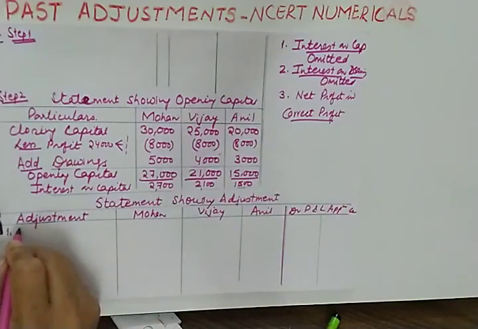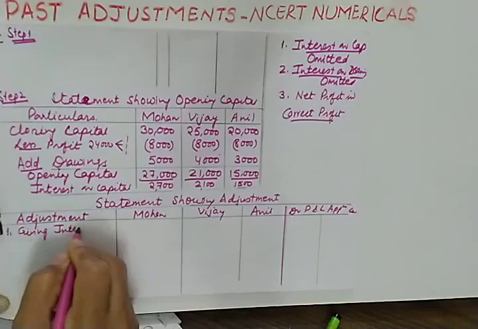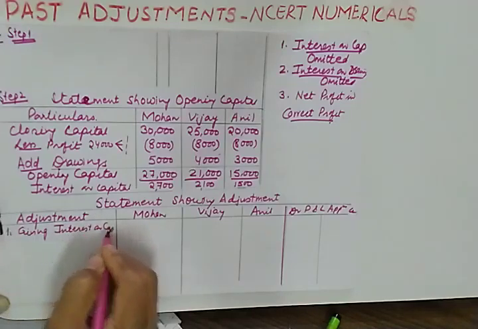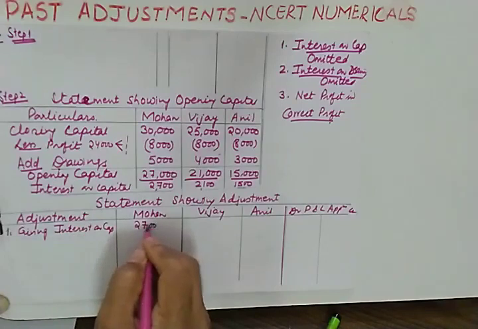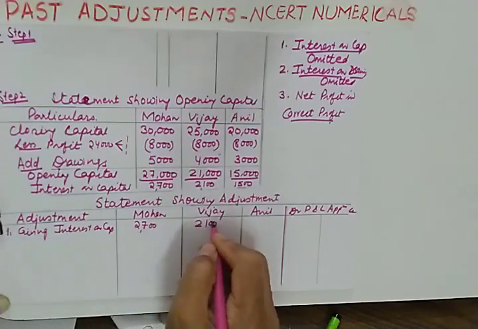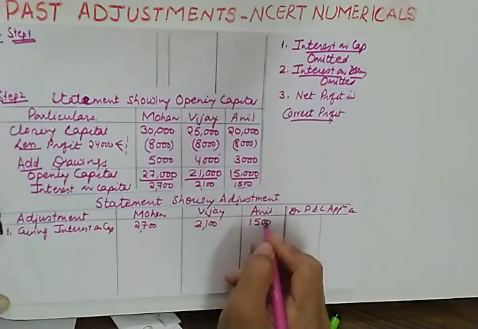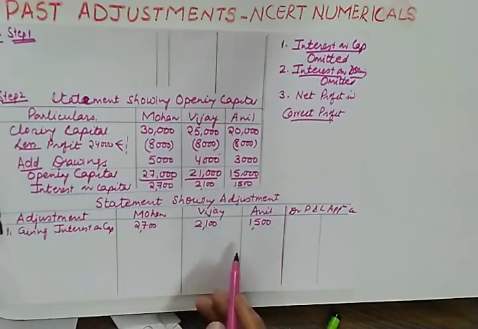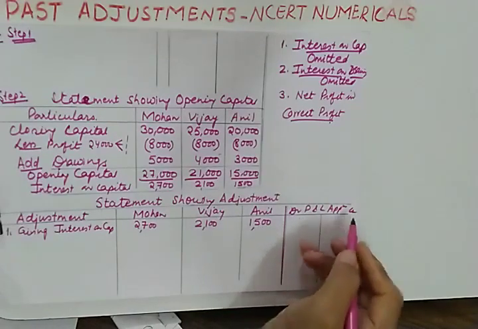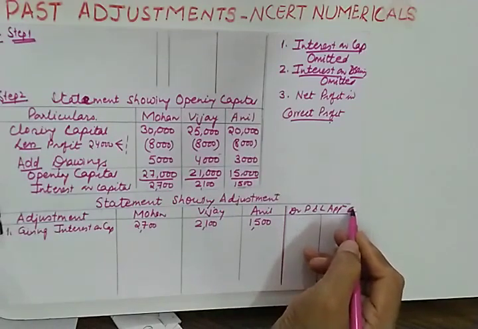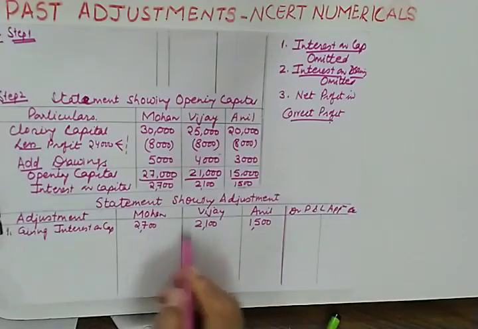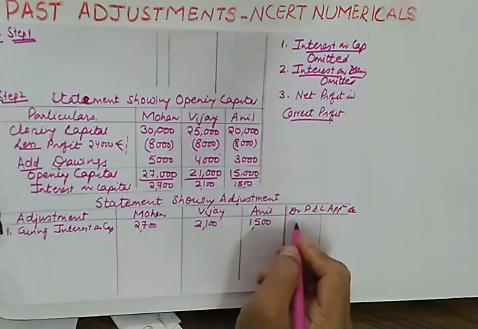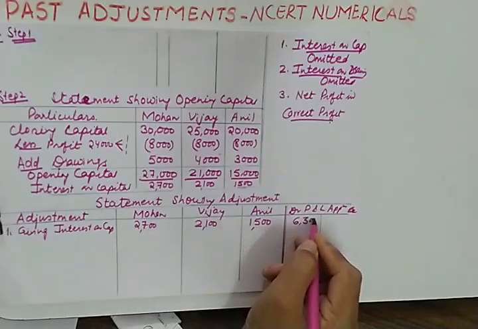So first of all, let us give interest on capital, which is 2700, 2100 and 1500. So what will happen? When you give interest on capital, it will be recorded on the debit side of profit and loss appropriation account. So if you add up, this will be 4800, 6300 on the debit side.